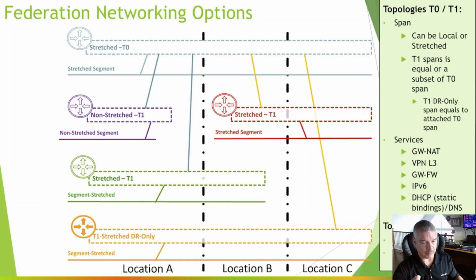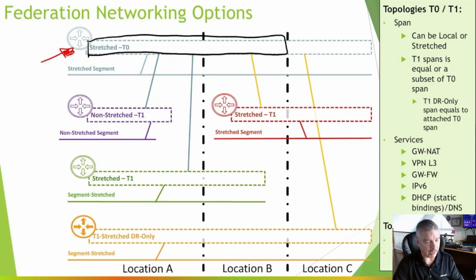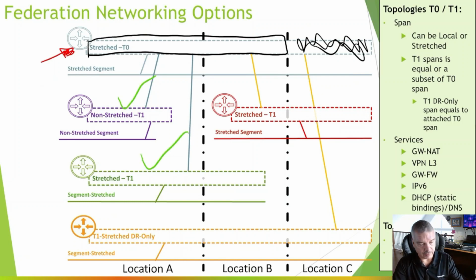What can't you do? Okay, what can't you do? Just imagine for now, let's just pretend that stretched tier 0 only goes across locations A and B. So that's only going across locations A and B. It's not going across C. So I'm going to scratch that off. So this one here, this would be a valid config. This would be a valid config. This would not be a valid config. And this would not be a valid config.